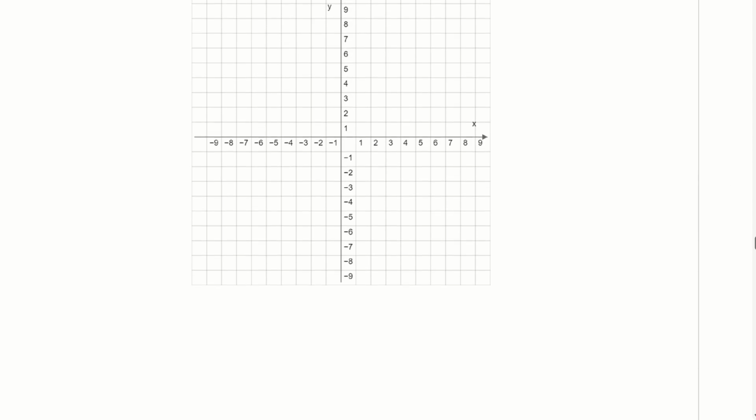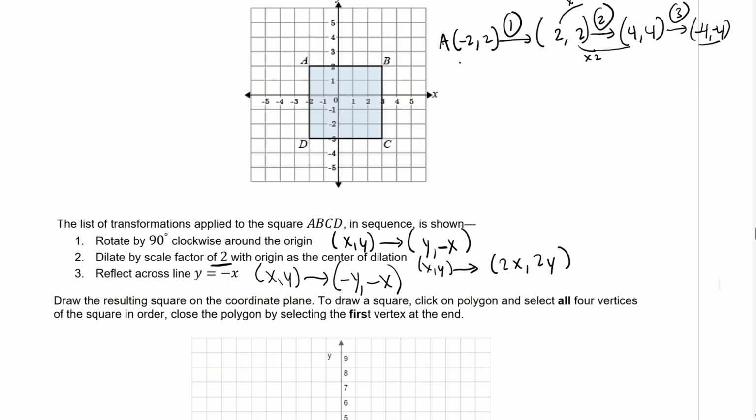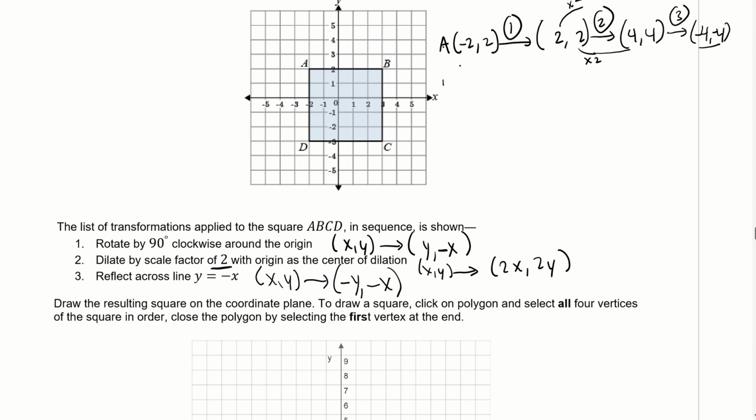I'm going to do that here. Negative 4, 1, 2, 3, 4, negative 4, 1, 2, 3, 4. All right, so that's negative 4, negative 4. That's A prime. All right, now we're going to do the next one. So B. B is 3, 2. So applying the transformation rule. Remember, switch them, then negate the second one. So 2, negative 3.